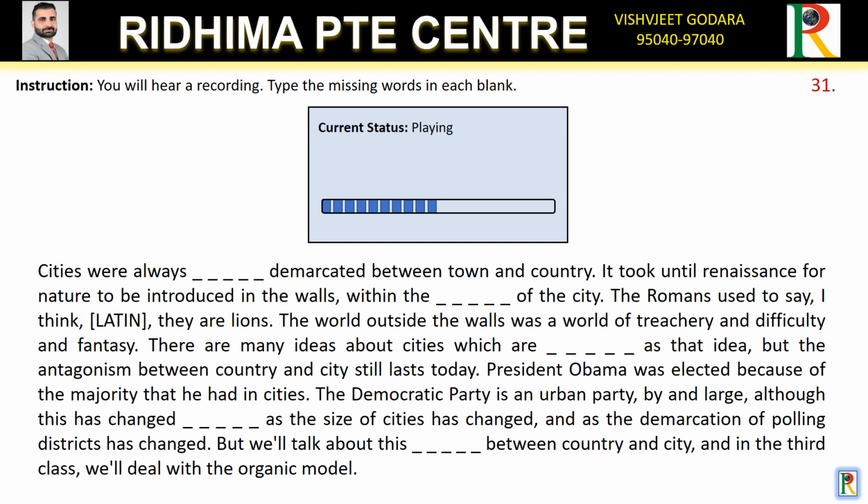There are many ideas about cities which are as complex as that idea, but the antagonism between country and city still lasts today. President Obama was elected because of the majority that he had in cities. The Democratic Party is an urban party by and large, although this has changed significantly as the size of cities has changed, and as the demarcation of polling districts has changed.